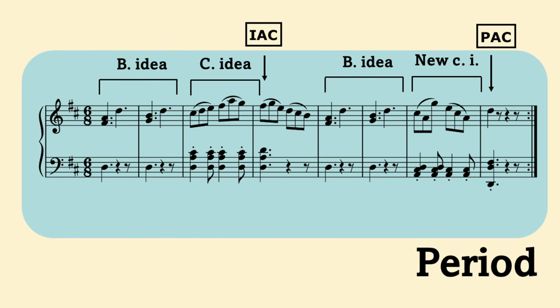The second half of the period begins as a restatement of the basic idea, literal or varied, followed by a new contrasting idea that leads to a strong cadence at bar 8. And now from the beginning.